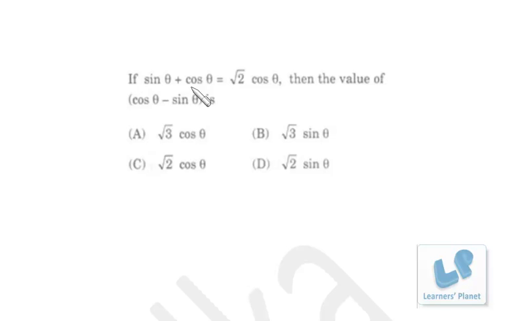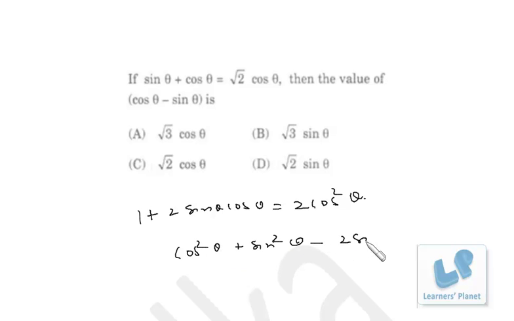Now see this, sine theta plus cos theta is root 2 cos theta, then the value of cos theta minus sine theta. What I do, I square this expression on both sides. So that's sine square theta plus cos square theta, that is 1, plus 2 sine theta cos theta is equal to 2 cos square theta, right? Now if I square this, I'll get cos square theta plus sine square theta minus 2 sine theta cos theta. Suppose this is x, then this is x square, right? Now here it is 1 minus 2 sine theta cos theta.